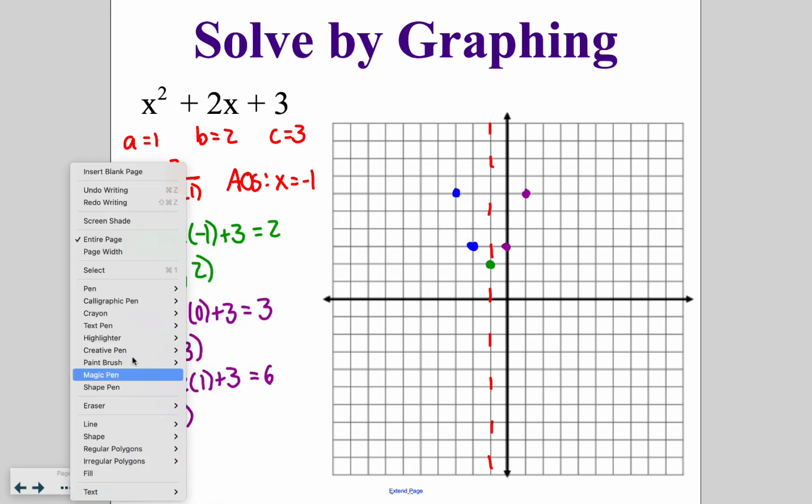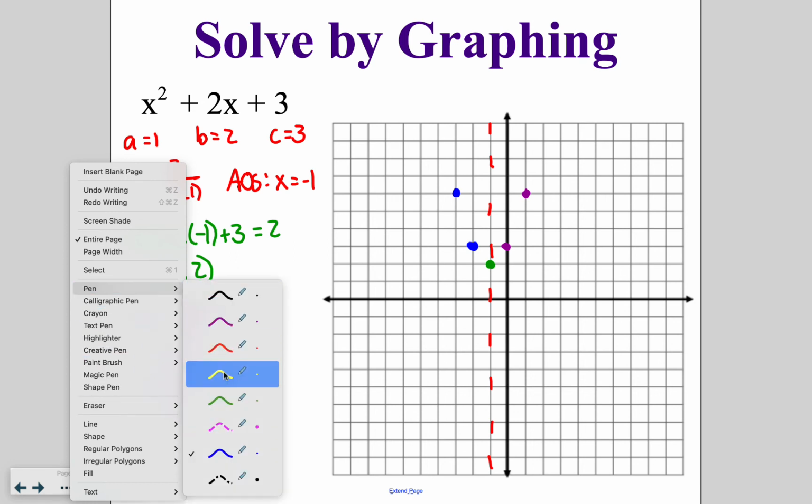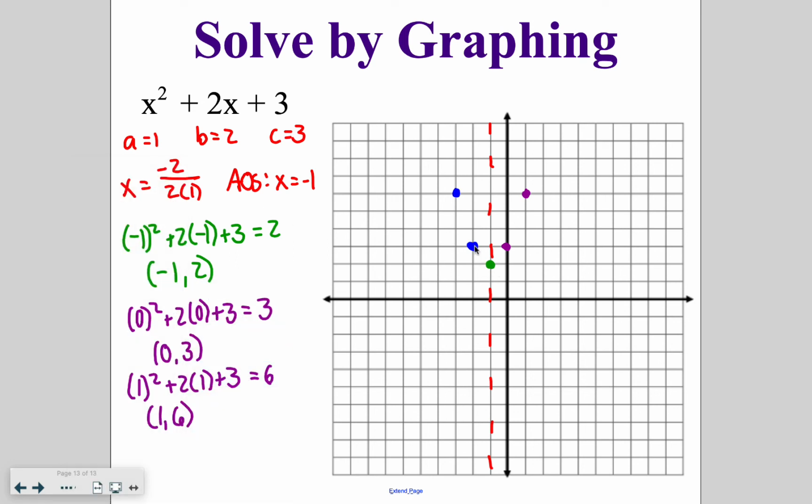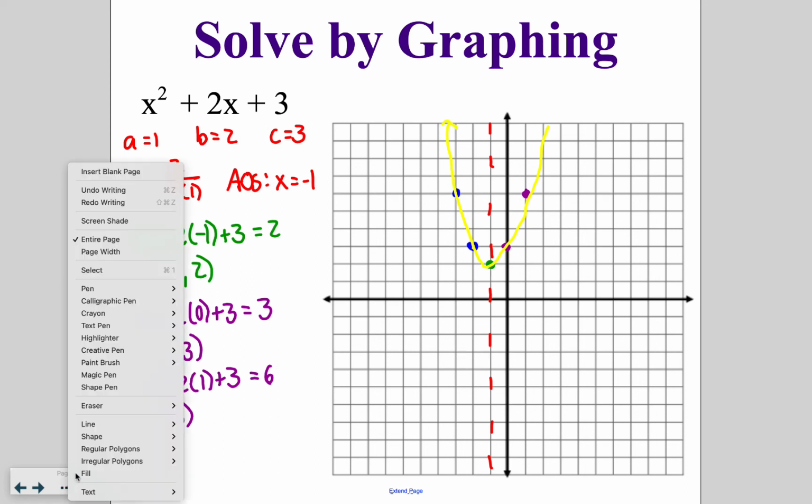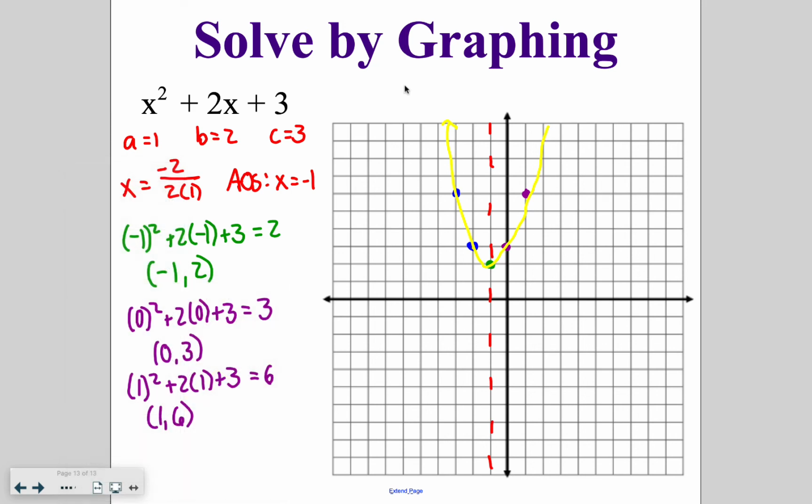I'm going to go ahead and connect my dots now to get that U parabola shape. And as you can see, that shouldn't go straight up, so we curve it out. There we go. Our parabola never actually touches our x-axis, so this is an example of no solution. There are no x-intercepts. There are no solutions to this quadratic.